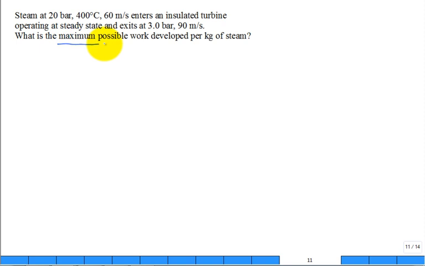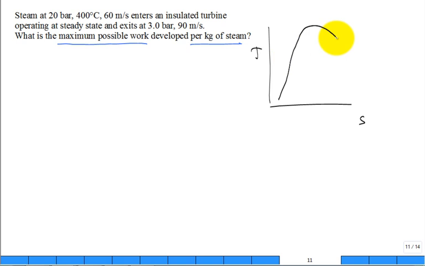So let me try and do this. Somebody says, what is the maximum work developed possible by that steam going from this through the turbine? Well, let me show you on a temperature entropy diagram. Here's our dome. Here's a line of high pressure, and here's a line of lower pressure. We started out at 20 bar and 400 degrees C. That was state 1. I didn't draw it too well. Let me push one out a little further. There's state 1.